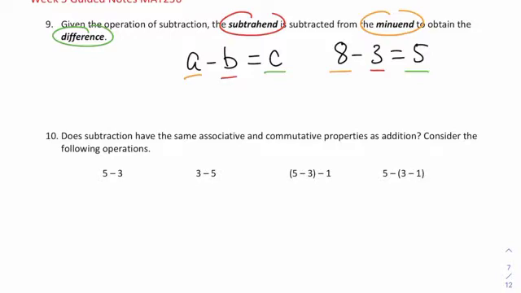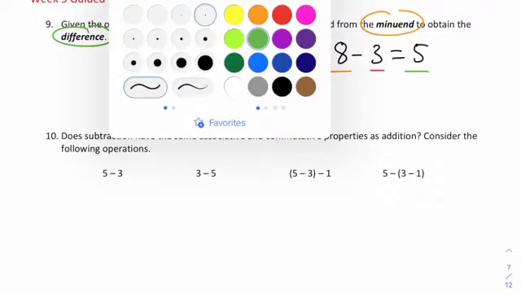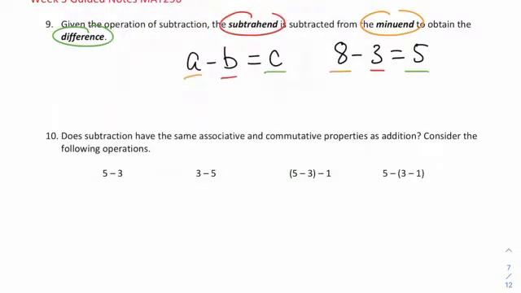Now, we have different words for the subtrahend and minuend in subtraction, but we did not have different words for the two addends in addition. That's because when you're adding A plus B, it doesn't matter what order you do it in. So the name is not significant. You just call it addend 1 and addend 2, and you can interchange them. But subtraction is not commutative like addition is. We're going to explore that right down here.